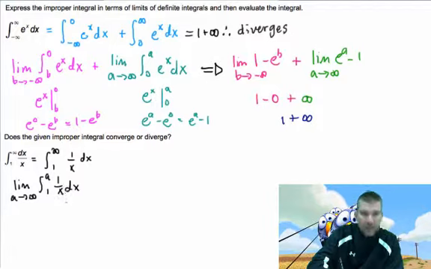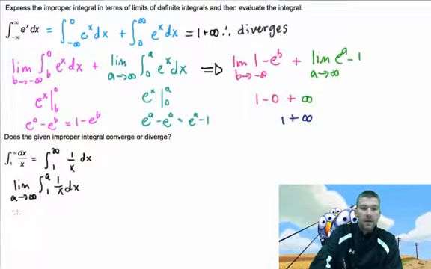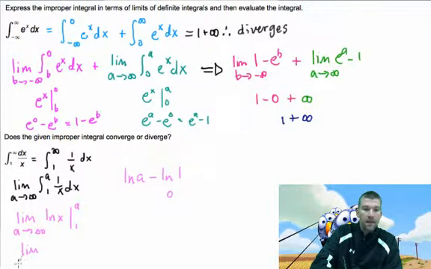And if we integrate this, the 1 over x integrates to natural log. So this becomes the limit as a approaches infinity of the natural log of x evaluated from 1 to a. So when you do that, it's stop minus start. It's going to be the natural log of a minus the natural log of 1. And the natural log of 1 is 0. Okay, so we're going to have the limit as a approaches infinity of the natural log of a.